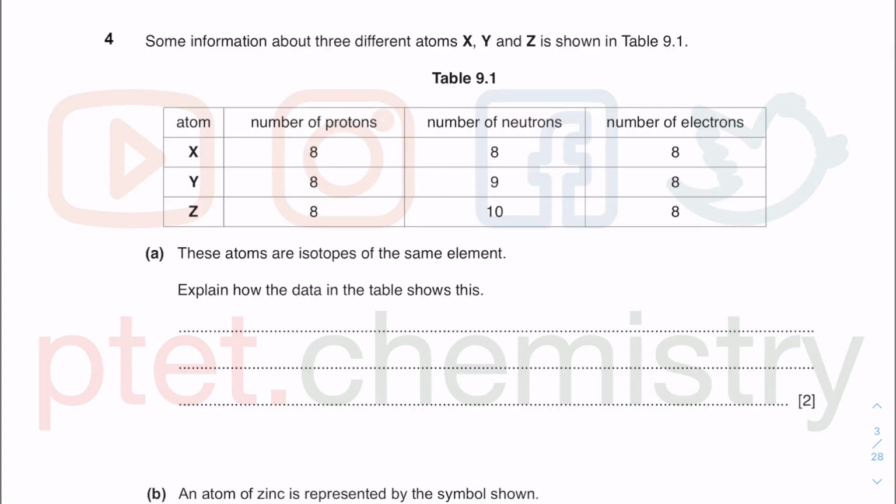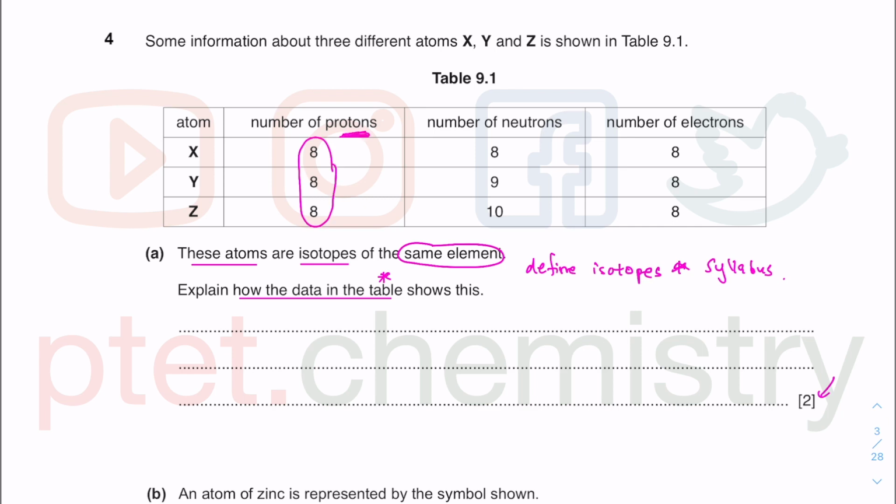In the next question, number 4, this is a question about isotopes. They say these three atoms are isotopes of the same element. Use the data in the table, very, very important, data in the table. For that 2 marks, you are asked to define isotopes, which is part of your syllabus. Candidates should be able to define isotopes in terms of same number of protons. They say use the data in the table, so they give me protons, neutrons, and electrons, so I have to say same number of electrons as well, because use data in the table.